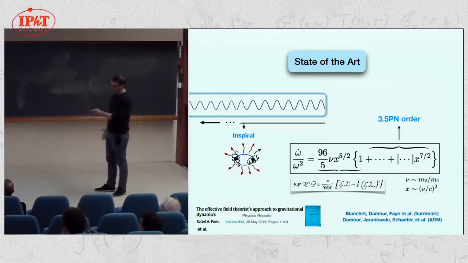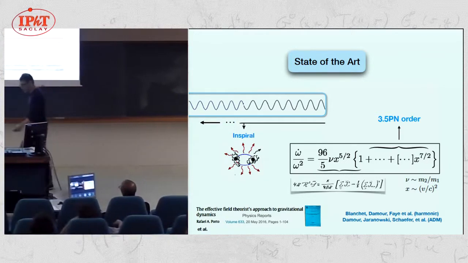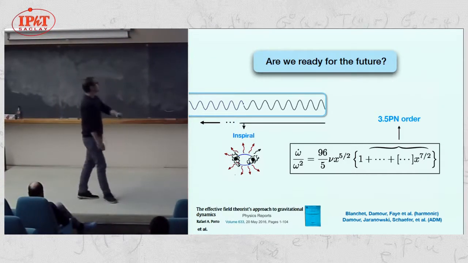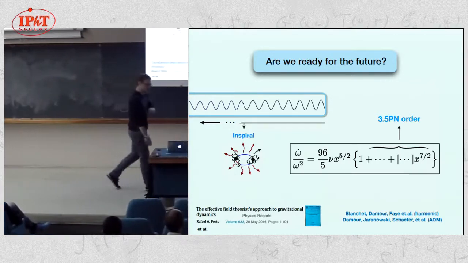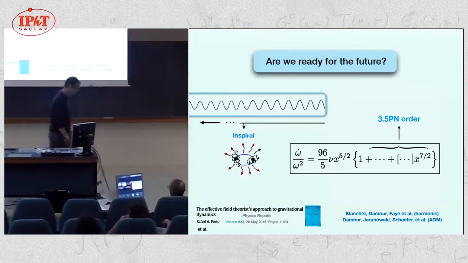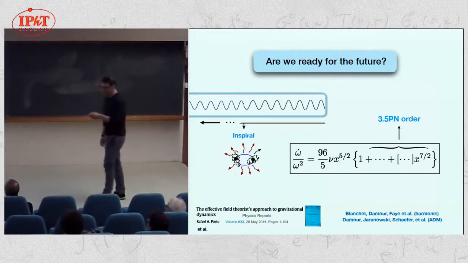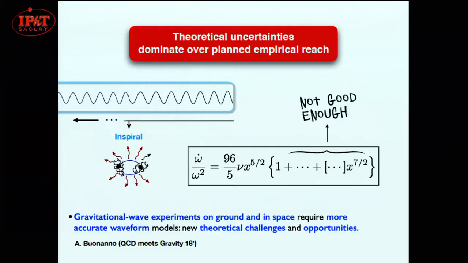So the question that you might ask is, okay, this is very good for detection. We have detected. We have some rough idea of the parameters of the events that we have. The question is, are we ready for the future? Is this good? Is this going to be the best we can possibly do? For sure not. But is it all we need to extract and characterize the events that we're going to observe in the future? And obviously, the answer is no. This is not good enough.